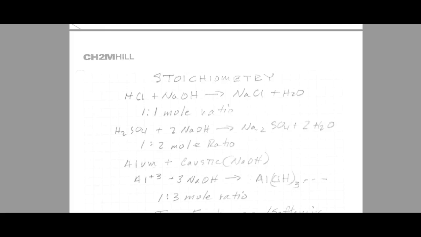Okay, so basic acid-base reactions: hydrochloric acid plus sodium hydroxide, 1 mole of each. Sulfuric acid with sodium hydroxide, 1 mole of acid, 2 moles of sodium hydroxide, so it's a 1 to 2 mole ratio. So when you have alum, aluminum plus 3, then you need 3 moles of sodium hydroxide, so a 1 to 3 mole ratio.